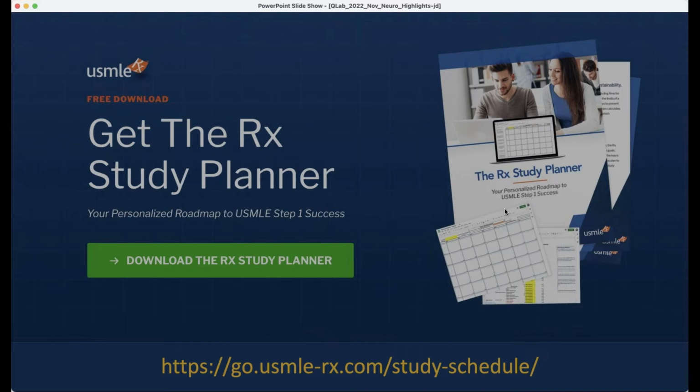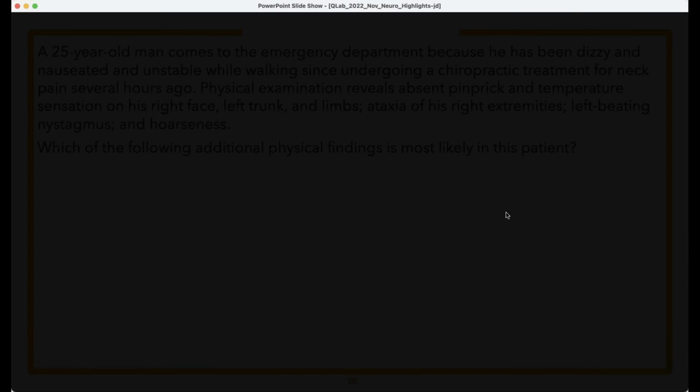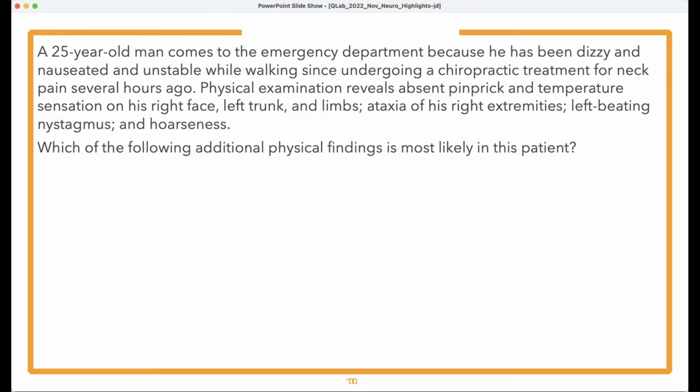Okay, let's go ahead and start question number 2. Again, we've got the answer choices covered up, and we'll start with the lead-in. Which of the following additional physical findings is most likely in this patient? So again, we've got another most likely type of scenario in here. So let's go ahead and read the vignette.